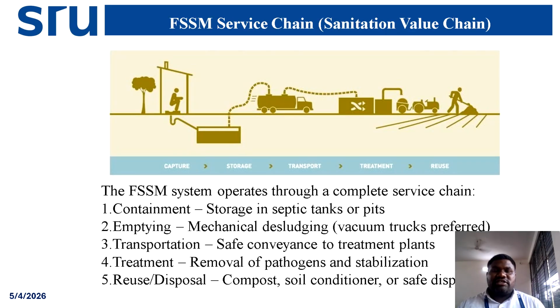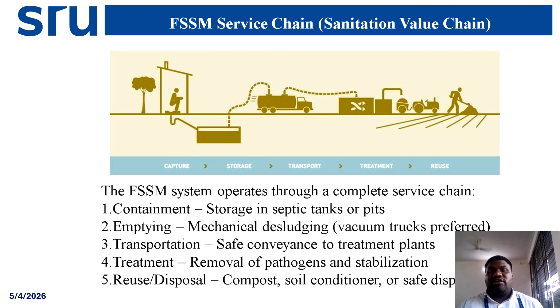Now the FSM service chain, the sanitation value chain. Here, one person goes about the regular routine, releasing some sludge. It reaches the septic tank. Then the remaining wastewater goes to a soak pit, and the water will percolate. Then how do we manage it? The option is periodic maintenance, every 2 to 3 years. Desludging needs to be done.